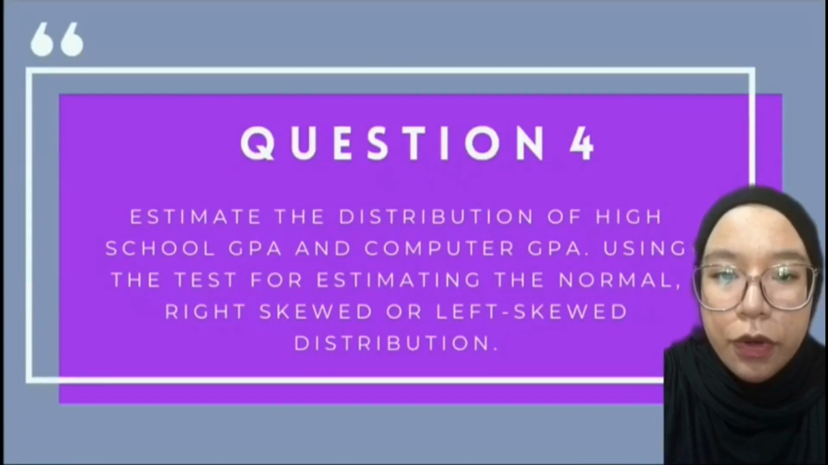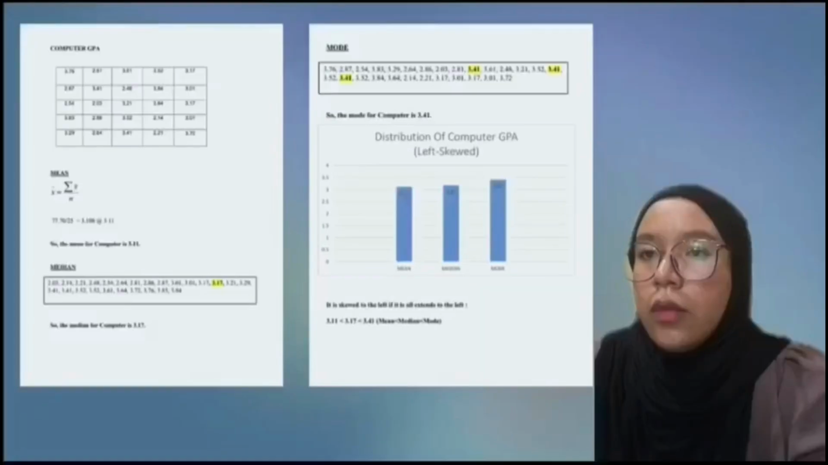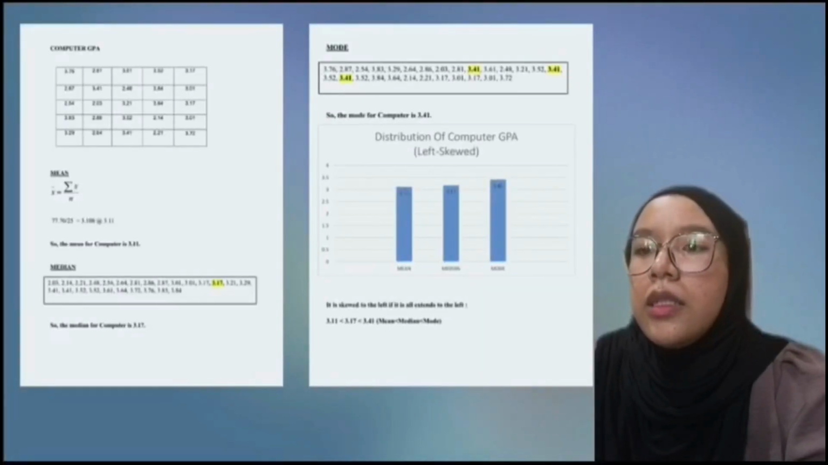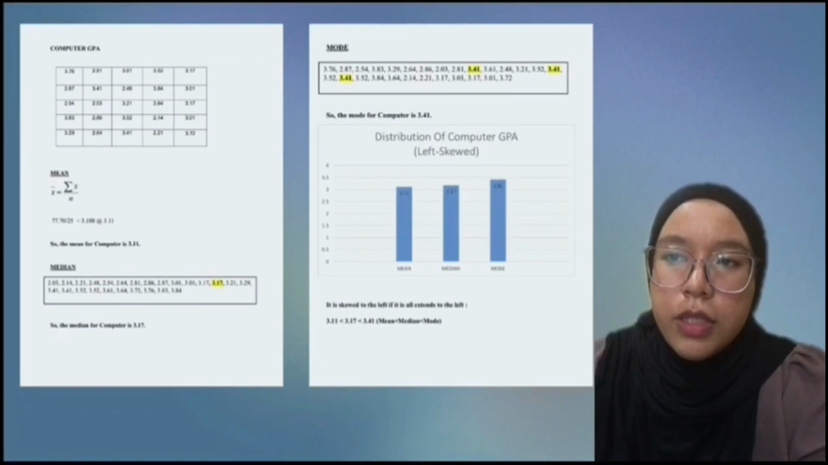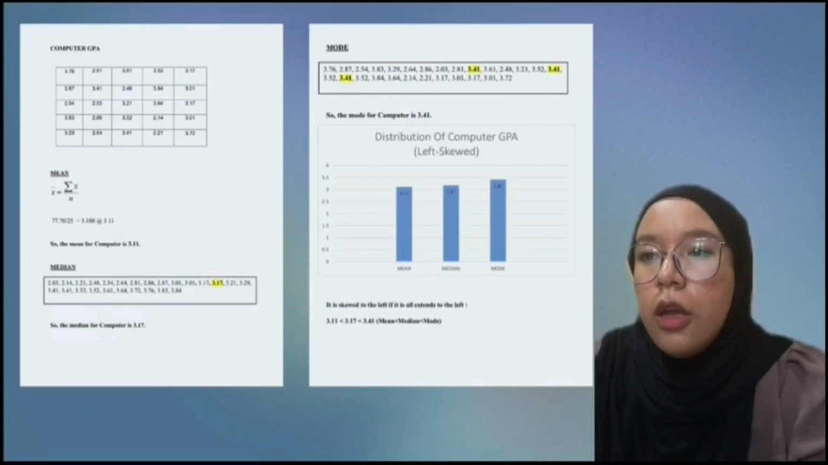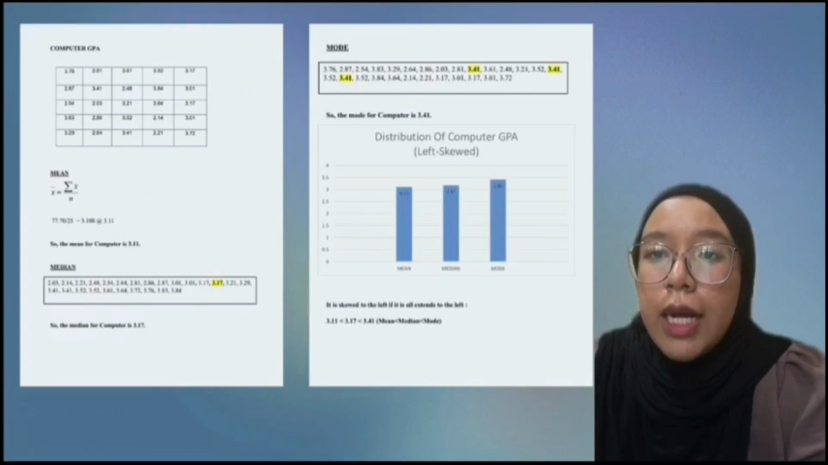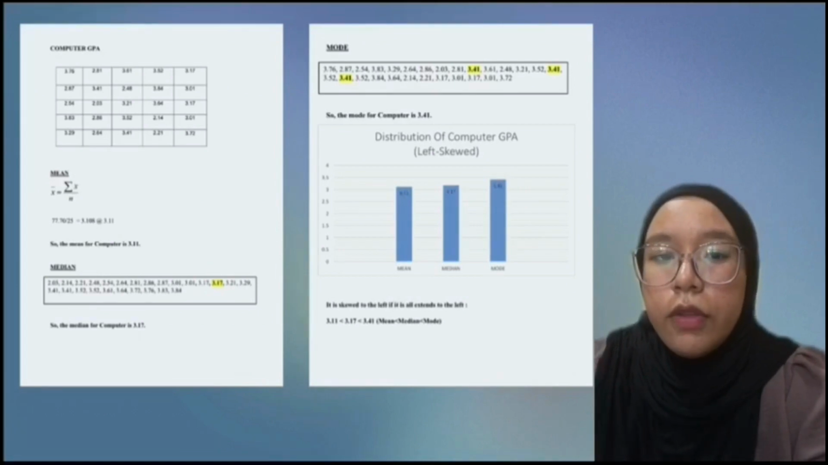Okay, next is question 4, which is to estimate the distribution of high school GPA and computer GPA using the test for estimating the normal, right skewed or left skewed distribution. This is the calculation for high school GPA. There are all the sample scores for high school GPA and there are 25 entries in the sample. Firstly, there is also the formula for mean, median, and mode. For mean, where x is the midpoint of a class and n is the number of entries in the sample, the answer for mean for high school GPA is 3.01 after rounding.